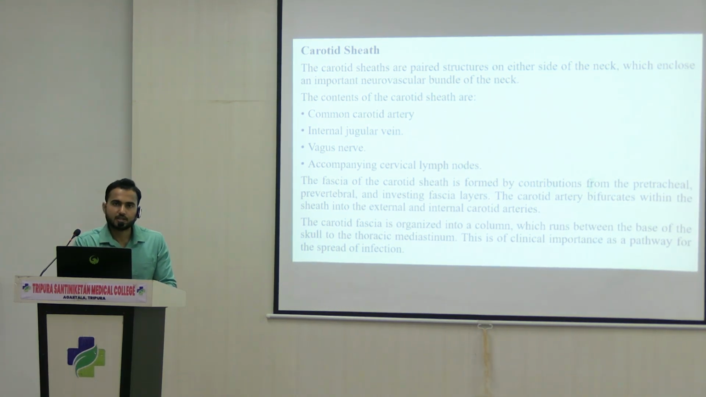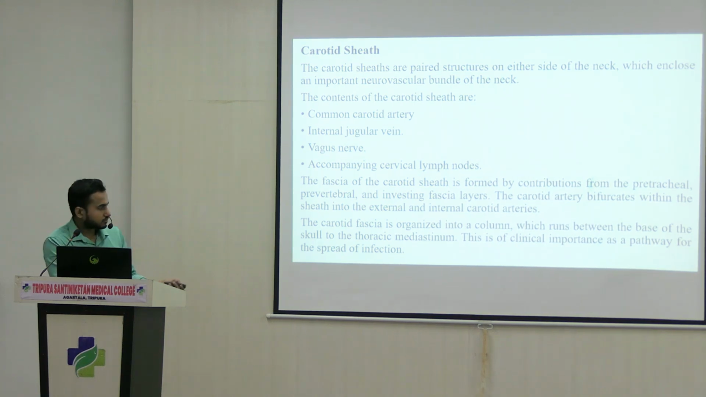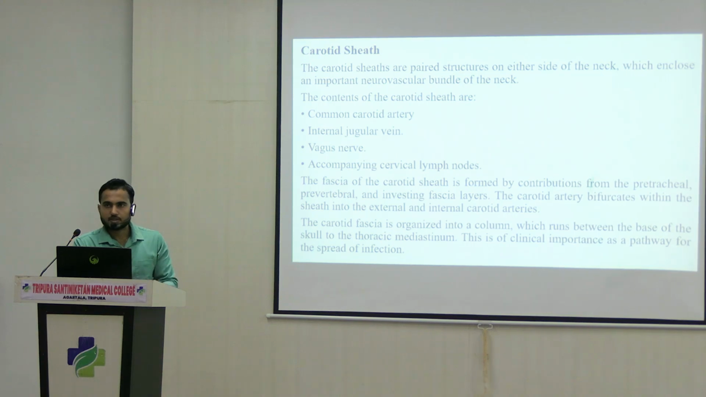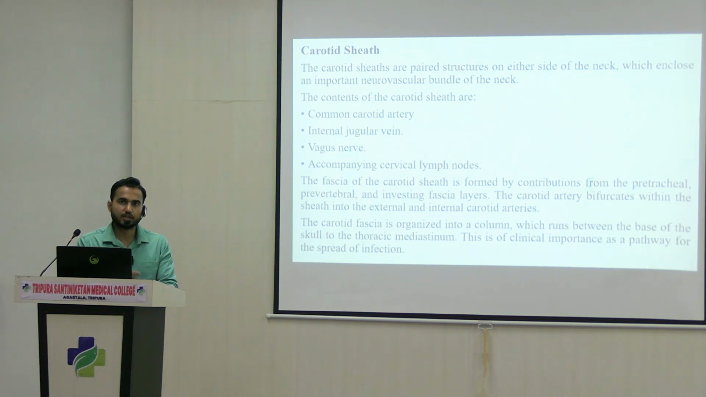Now, inside the carotid sheath, the common carotid artery bifurcates. Once it bifurcates, the external carotid artery comes out of the sheath, but the internal carotid artery remains inside the sheath, and along with that, the internal jugular vein is also present. Now, an important clinical significance is there. I know you have studied about that. This is a pathway for spread of infection. That means from the neck, the infection within the fascial covering can spread into the mediastinum.